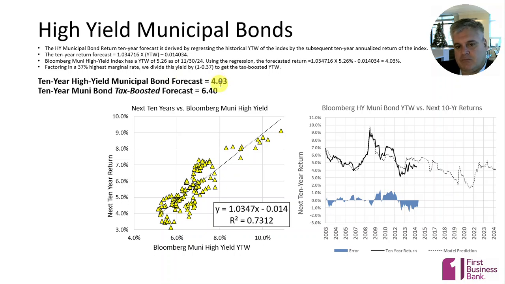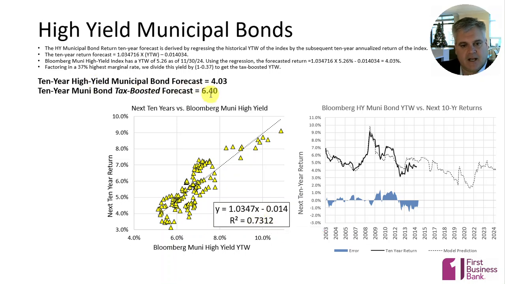We look here at high yield munis. These are lower credit quality municipal securities. It's a similar dynamic, except we have higher yields, higher risk. So there is a little bit higher deviation here in terms of the model and the prediction. But overall, the explanation here of the model is about 73%. So there's a little bit more unknowable here in terms of a forecast.